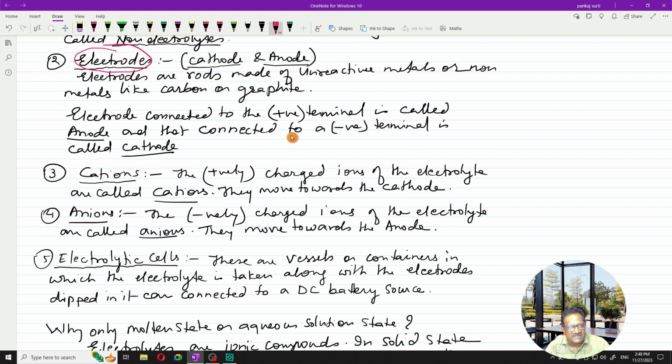Now the anode is an electrode which is connected to the positive terminal of the power supply, that is DC power supply. We have to use a DC power supply, that's important. The electrode which is connected to the positive terminal of the power supply is known as the anode, and the one which is connected to the negative terminal of the power supply is known as the cathode. So anode and cathode are the two electrodes connected to the positive and the negative terminals respectively.